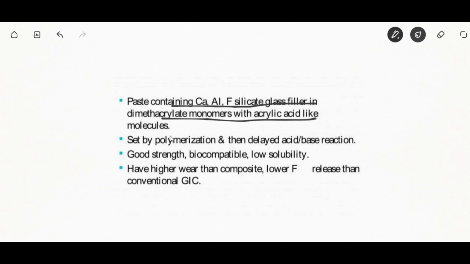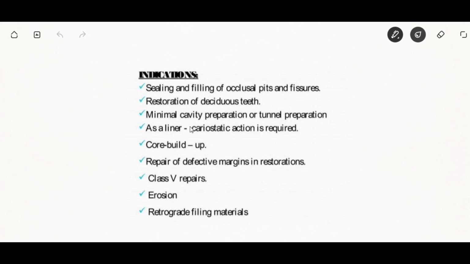It has a paste that contains calcium aluminium fluorosilicate glass filler in a dimethacrylate monomer, so that it sets by polymerization and then acid base reaction. So they have a higher barrier than composite and lower fluoride release than the conventional glass ionomer cement. These are their indications. They are used as a sealing and filling for occlusal pit and fissures, restoration of deciduous teeth, minimal cavity preparation or tunnel preparation, as a core buildup, class 5 repairs, etc.